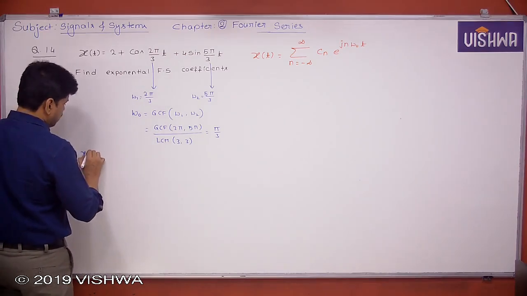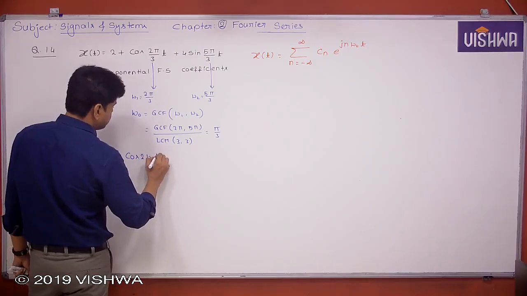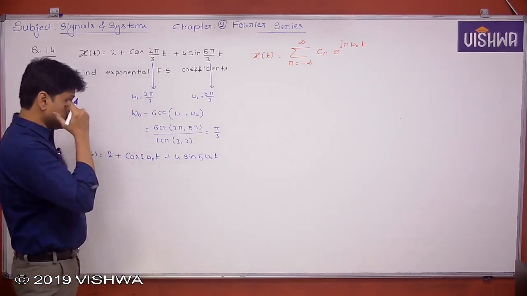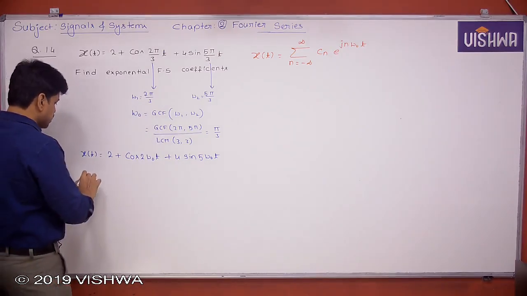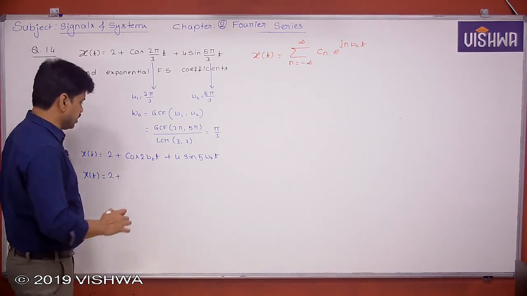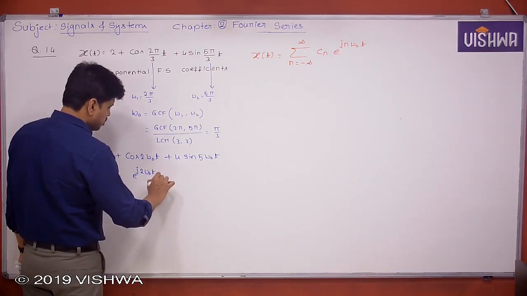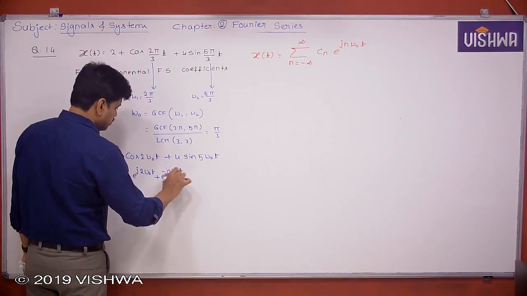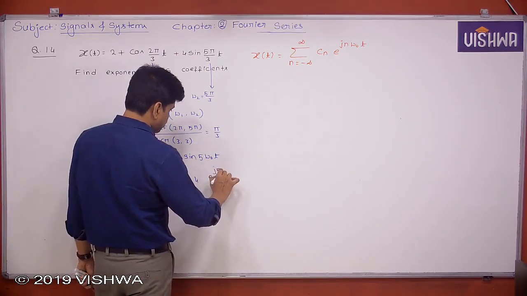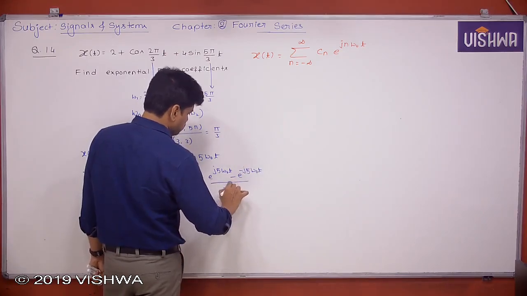Now I want to represent x(t) in terms of ω0. How can we do that? x(t) is equal to 2 plus cos(2ω0t) plus 4 sin(5ω0t). This is the way we can write it. Once we write it like this, using Euler expansion, I can expand cos(2ω0t) as (e^(j2ω0t) plus e^(-j2ω0t)) by 2. Plus 4 times (e^(j5ω0t) minus e^(-j5ω0t)) by 2j.